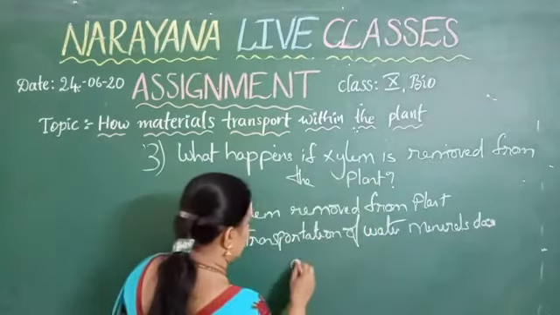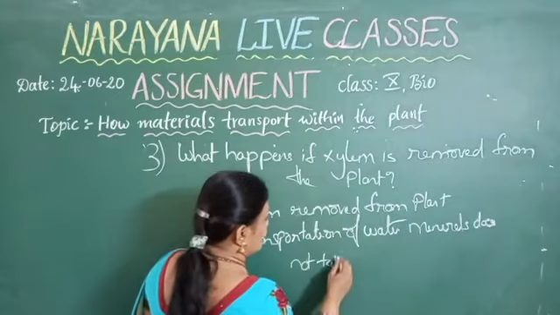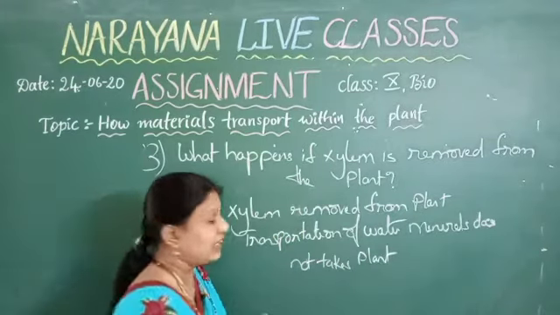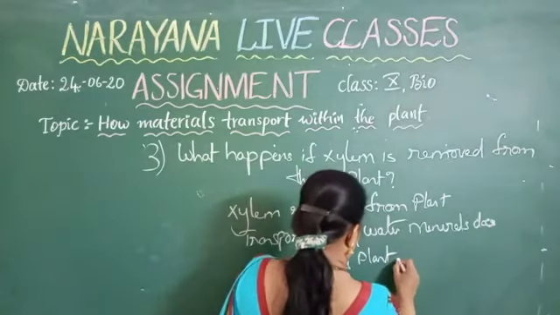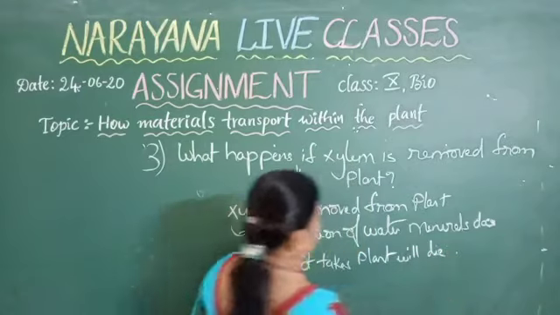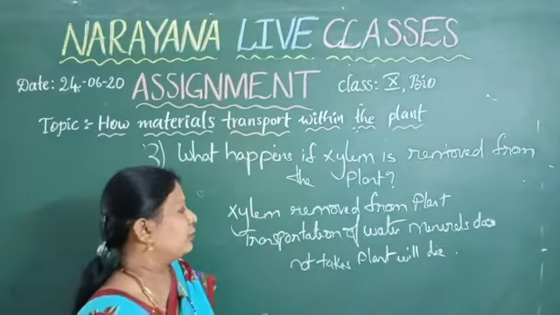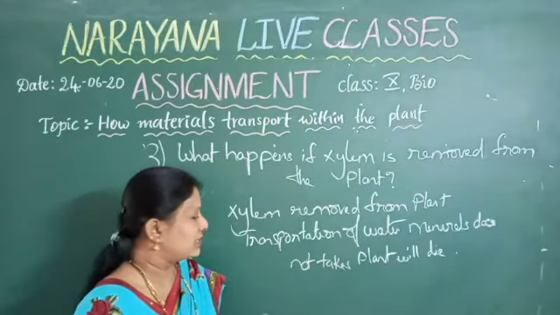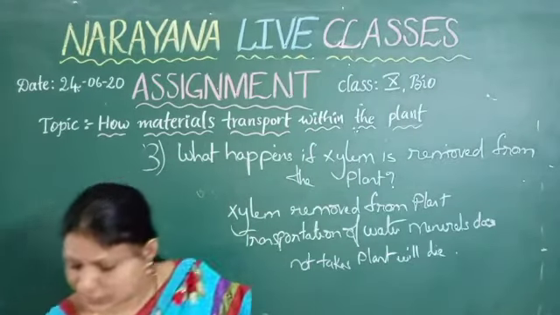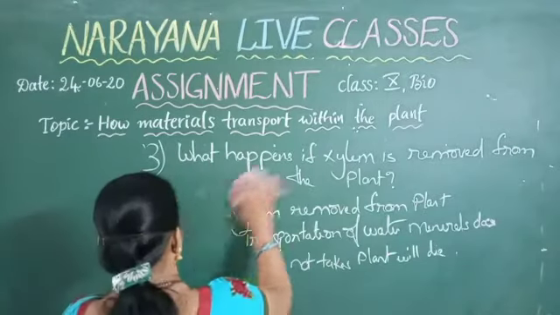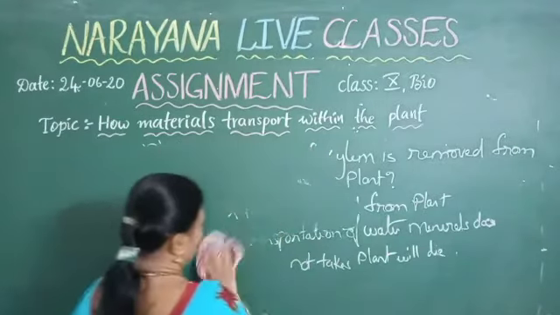Does not take place. Finally the plant will die. So if xylem is removed from the plant, the transportation of water and minerals does not take place and finally the plant will die. Next question, what are the functions of xylem and phloem?